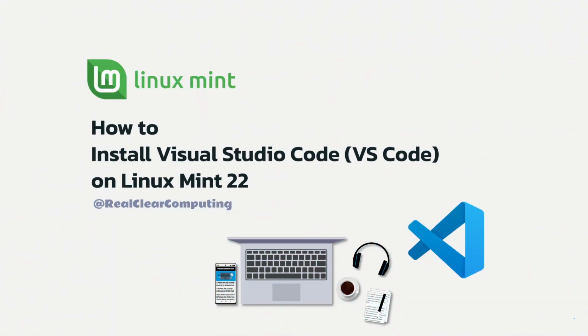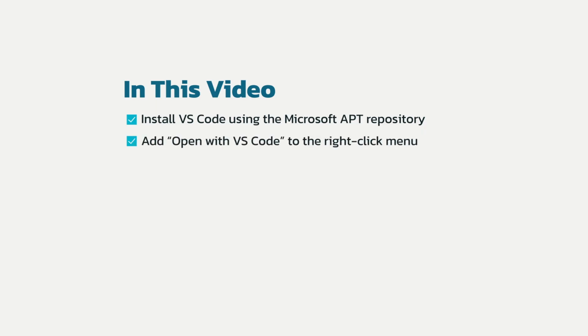In this video I will show you how to install VSCode on Linux Mint 22. We will start by installing the latest version of VSCode using the Microsoft APT repository, and then we will configure the file manager to add an open with VSCode shortcut to the right click menu, and then we will also look at how to update VSCode to the latest version.